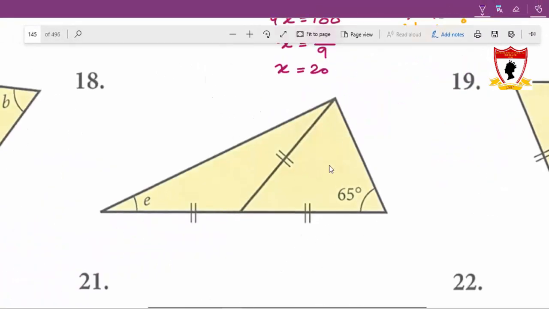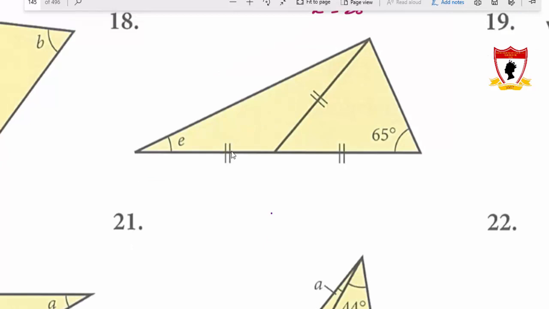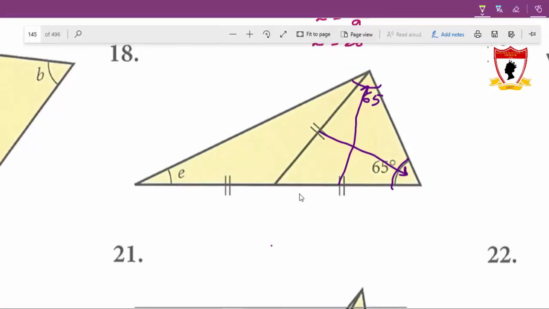So done. This question 18, the question tells us that these three sides are all equal. This sign means this side is equal to this one in length, and it's equal to this one. This triangle is isosceles, and we know this side is opposite this angle, and this side is opposite this angle. It means this angle is equal to this one. This angle is 65. This one is also 65 degrees. Now to find this one, we add 65 plus 65 is equal to 130, and subtract 130 from 180. It gives 50.